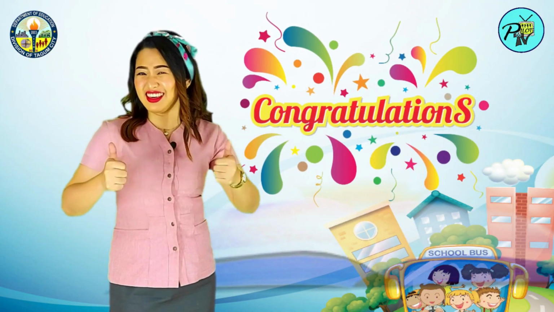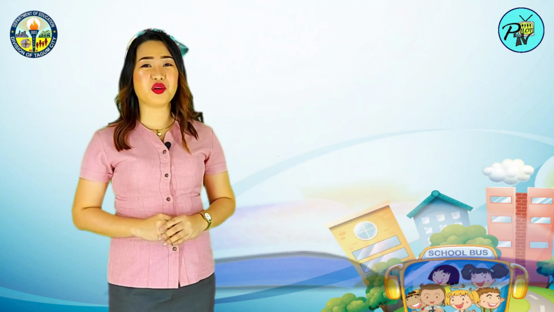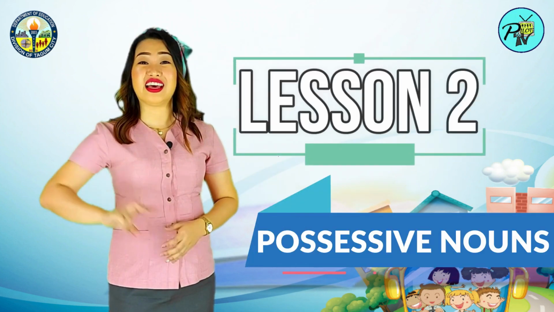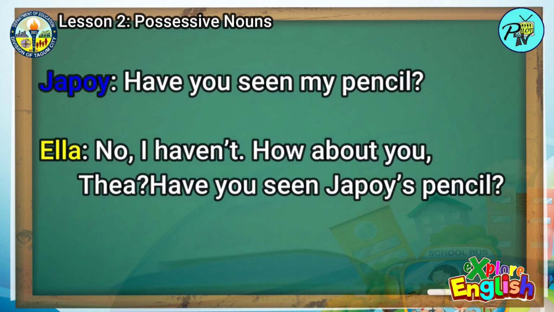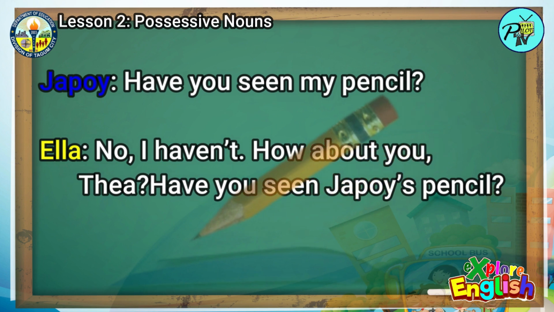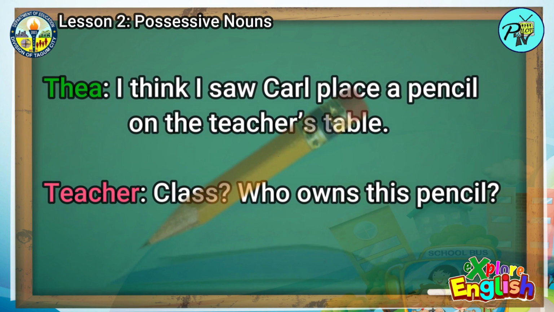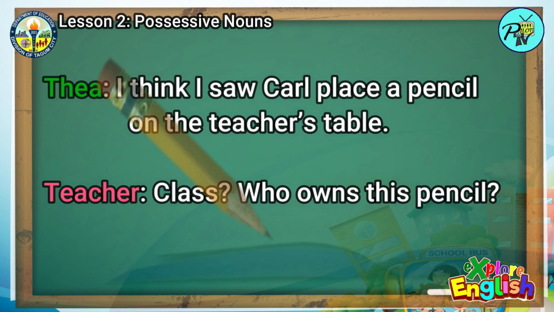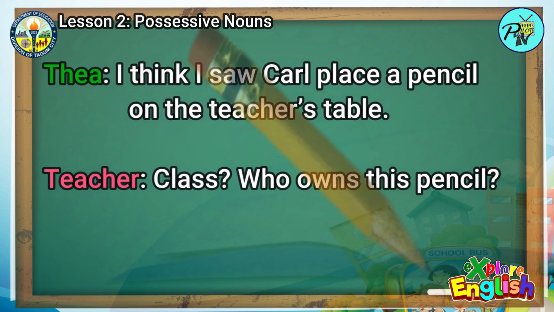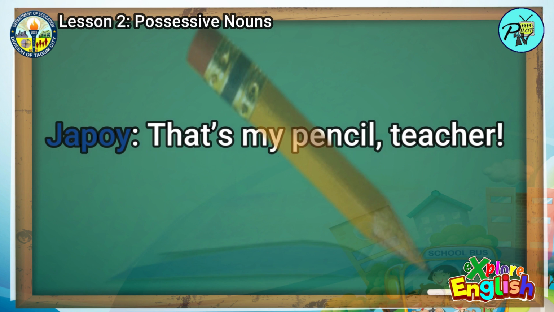Congratulations, kids! Good job! You successfully finished the first lesson in this module. Now let's proceed to lesson 2. Have you seen my pencil? No, I haven't. How about you, Thea? Have you seen Japoy's pencil? I think I saw Carl place a pencil on the teacher's table. Class, who owns this pencil? Oh, that's my pencil, teacher.